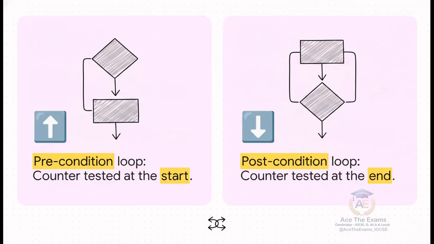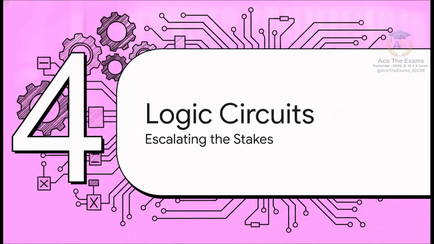If you use a post-condition loop when a precondition was actually needed, you might accidentally process an empty array and crash your entire program. And that is the exact clue examiners are hunting for. Did you put the decision diamond at the top or down at the bottom? Section 4, escalating the stakes with logic circuits.